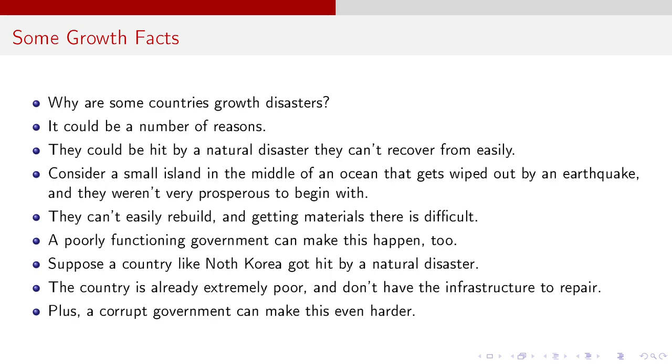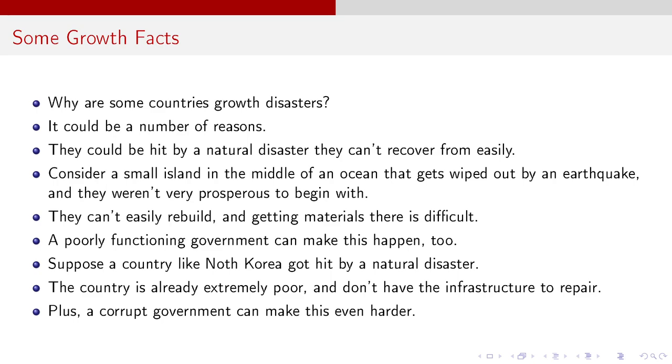Now, a poorly functioning government can make that happen too. Suppose a country like North Korea got hit by a natural disaster. The country's already a disaster, so they're already extremely poor. Their government is screwed up to the nth degree. They don't really have the infrastructure to repair. They really just have to depend on China for a lot of that. The government being corrupt makes all that even harder. If North Korea got hit by a disaster, they'd be kind of screwed.